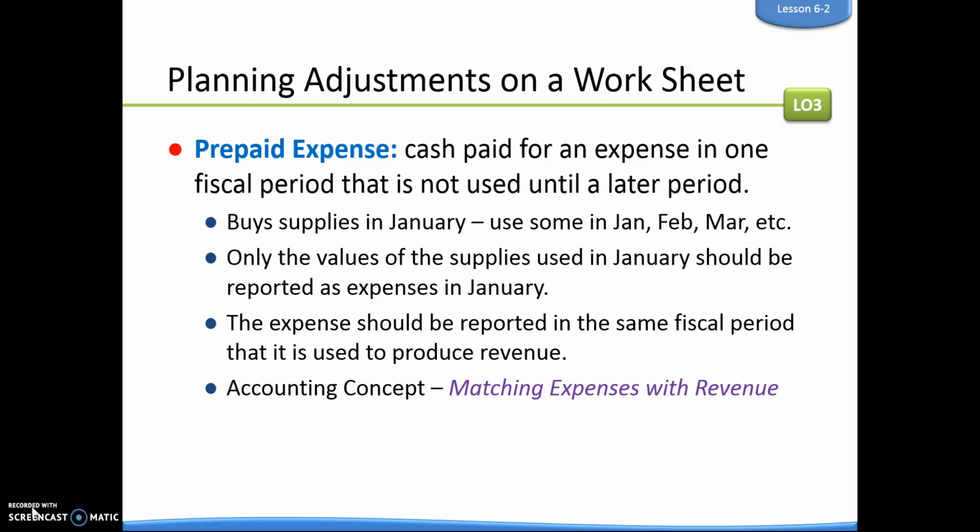But in accounting, we only want the values of the supplies used in January to be reported as expenses in January, because that means that we have the most accurate information for when we complete our financial statements. So the expense should be reported in the same fiscal period that it gets used to produce revenue. And that's the accounting concept of matching expenses with revenue. If we used, let's say, printer ink in January to earn revenue, we want to expense that in January, not in February.